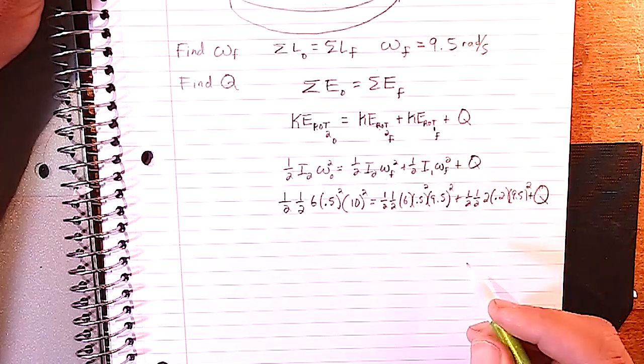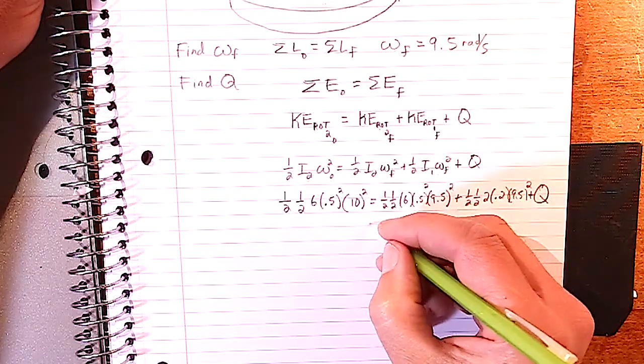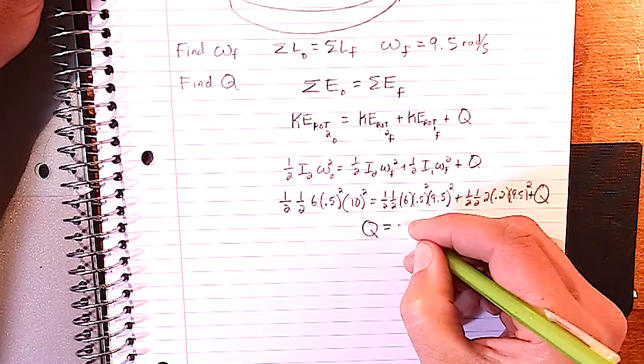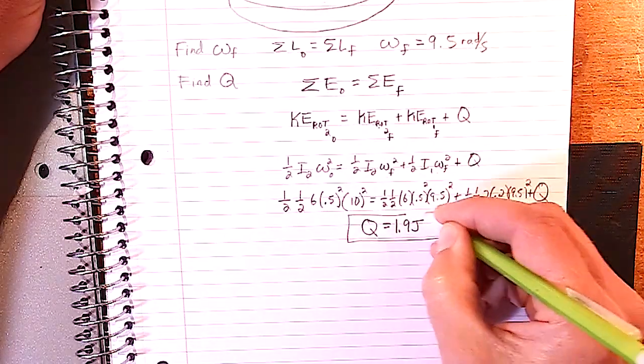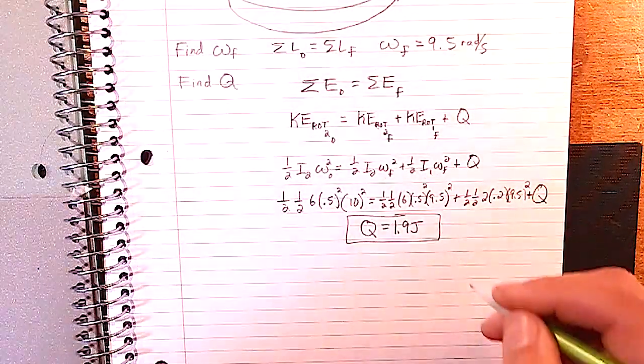And when you do all the math on that, so quite a few steps there, but when you do that, you get 1.9 joules of energy left over on the other side. That's what's missing, so that's our heat lost.